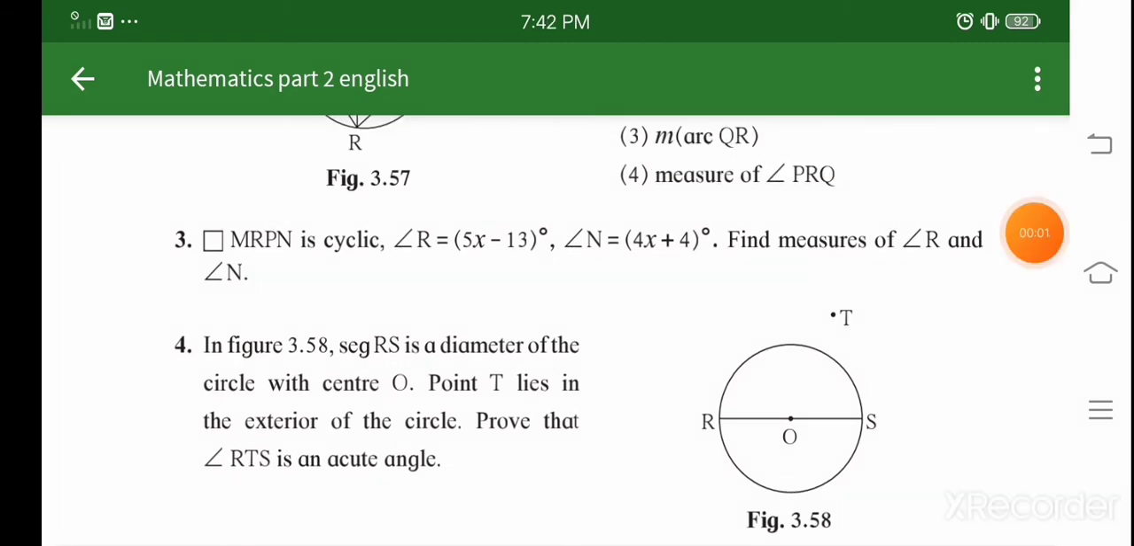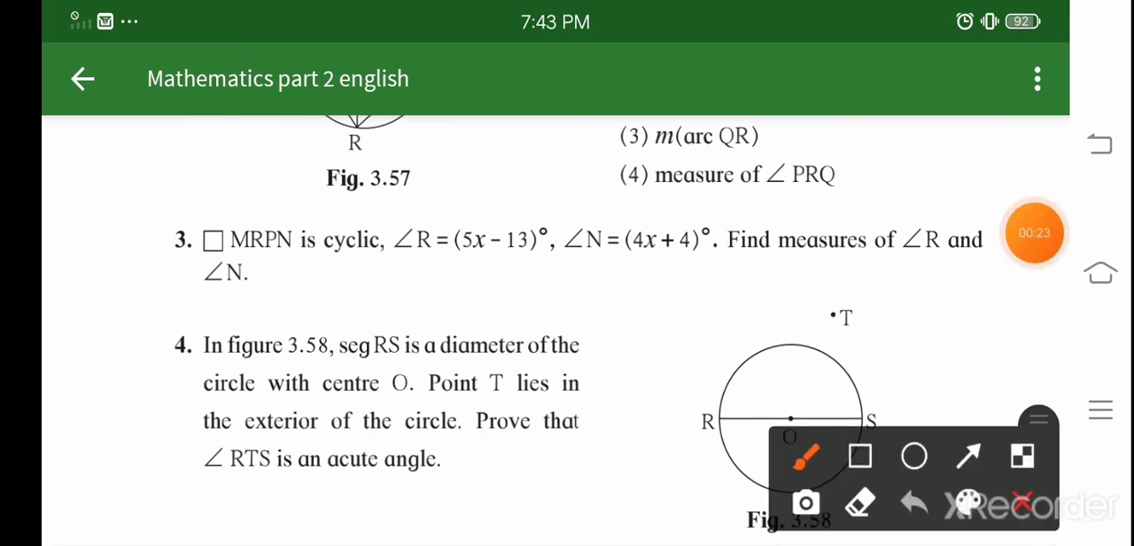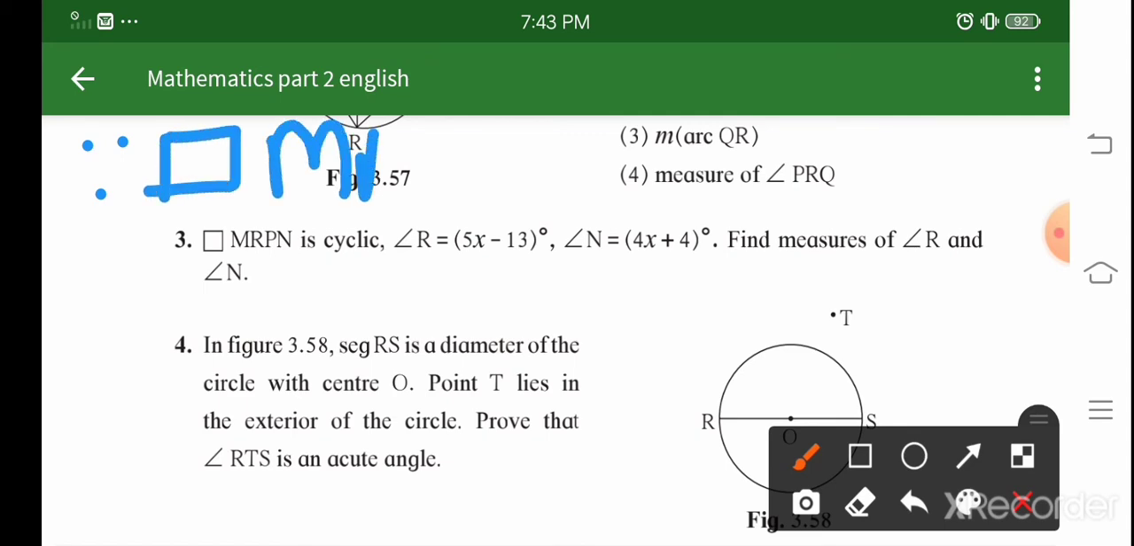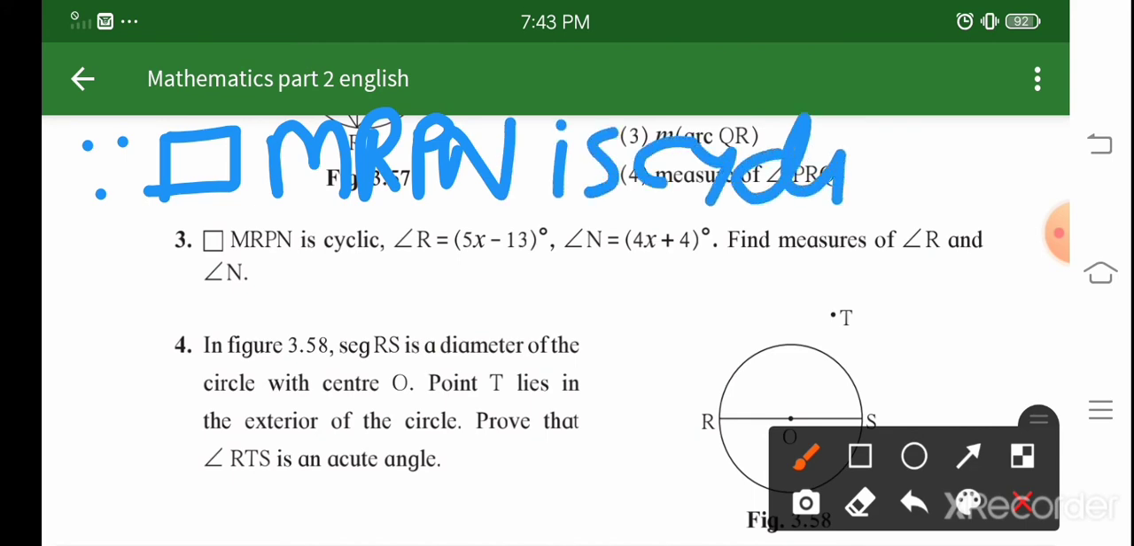See, in question number 3, what they have given, quadrilateral MRPN is a cyclic quadrilateral, and they have given the value in the form of a variable. They have given angle R and N. So we have to find the actual value of this R and N. So let's get started. They have given this is cyclic, so you can just write over there, since quadrilateral MRPN is cyclic.